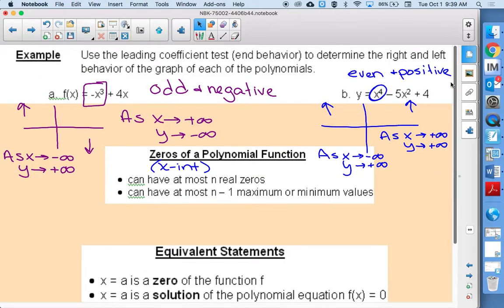So if my power is 4, I should have 4 answers. That's what this really means. I should have 4 x-intercepts. If the power is 3, I should have 3 x-intercepts, or 3 answers, because I'm solving for x and I need to solve for each one of those x's.